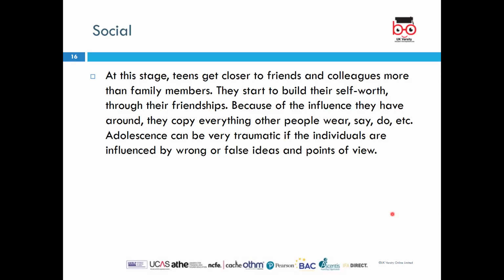So they start to develop their self-worth through their friendships, because of the influence that they have around them. They copy everything the other person wears. So there's a lot of peer pressure also at times, which can go negative as well at times.